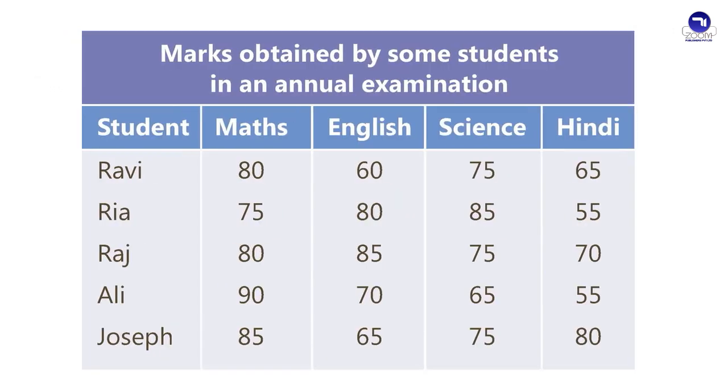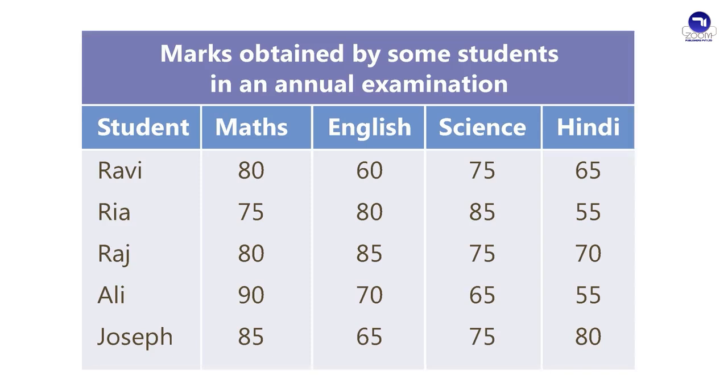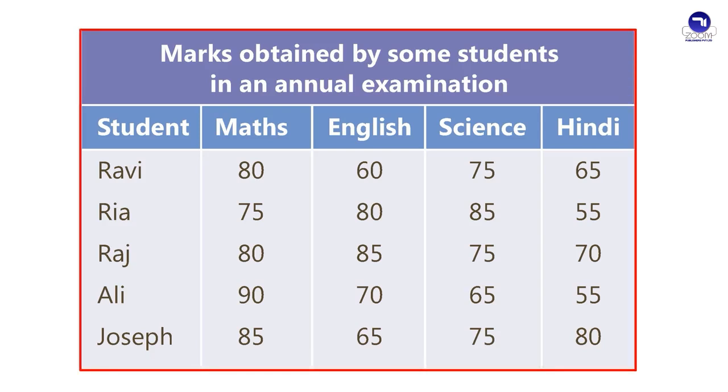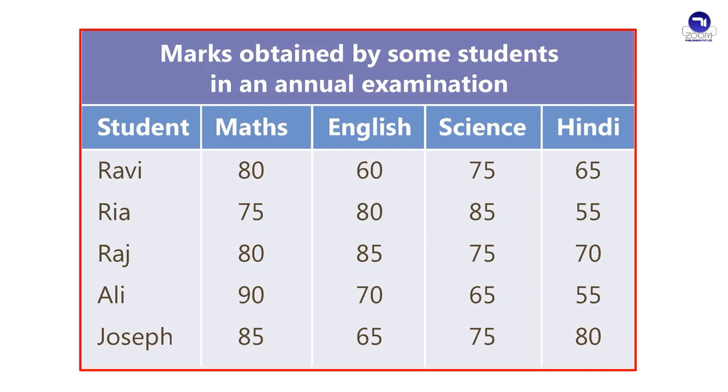Marks obtained by some students in an annual examination. Student Ravi: Maths 80, English 60, Science 75, Hindi 65. Riya: Maths 75, English 80, Science 85, Hindi 55. Raj: Maths 80, English 85, Science 75, Hindi 70. Ali: Maths 90, English 70, Science 65, Hindi 55. Joseph: Maths 85, English 65, Science 75, Hindi 80.